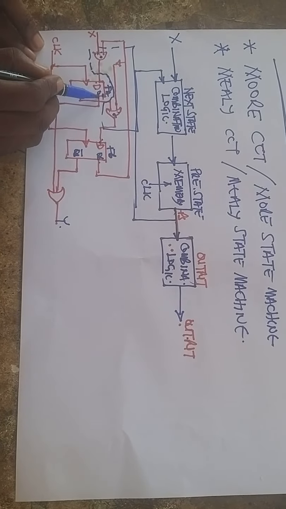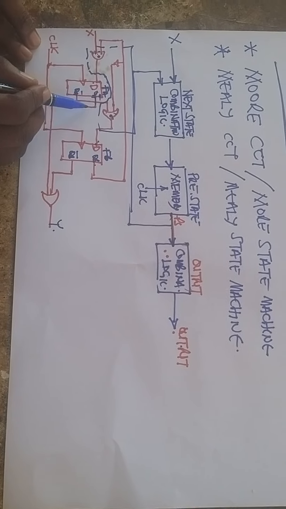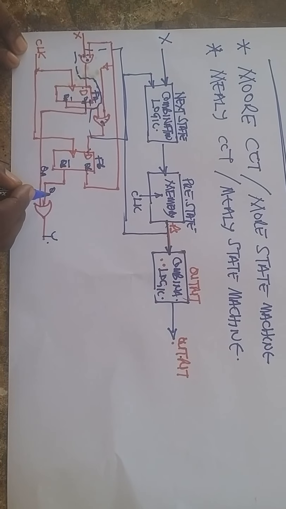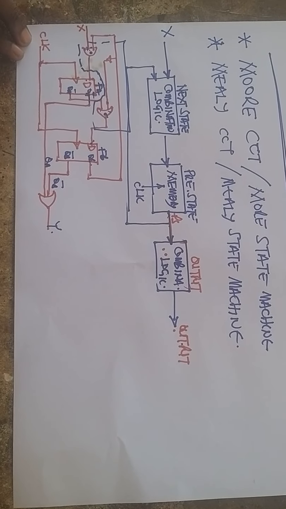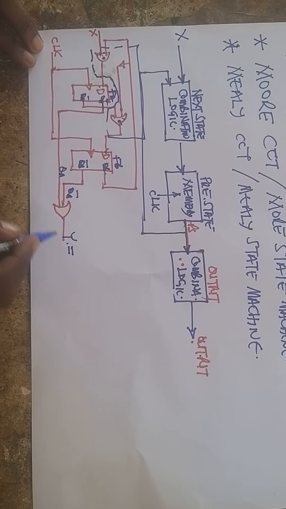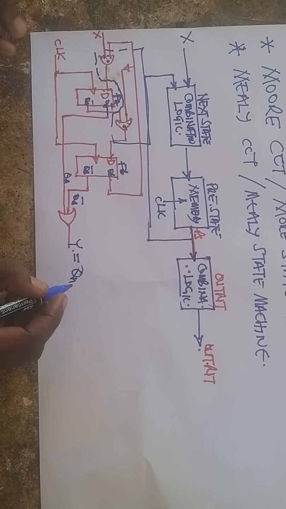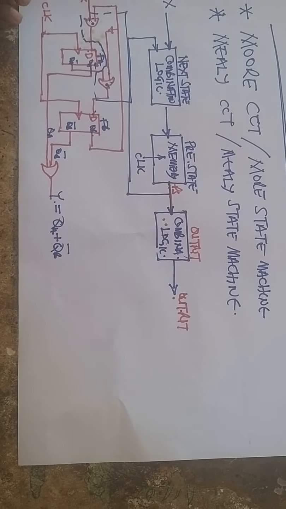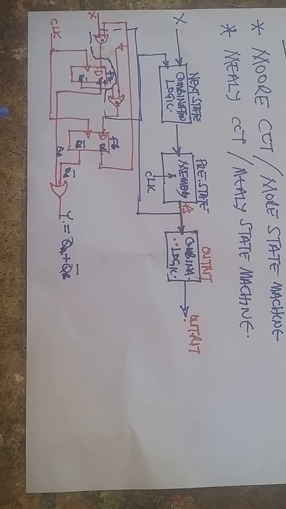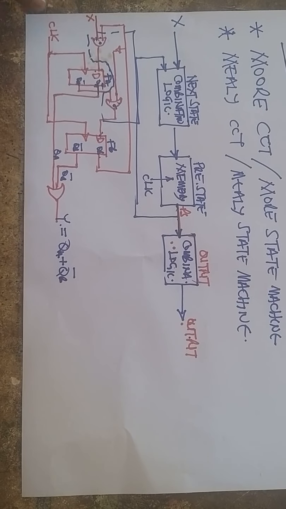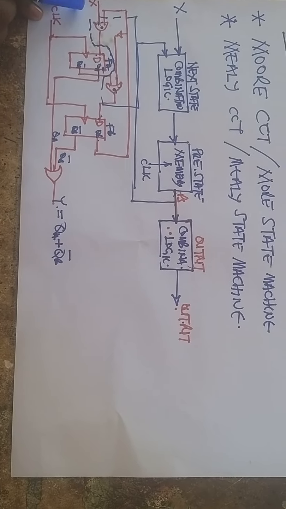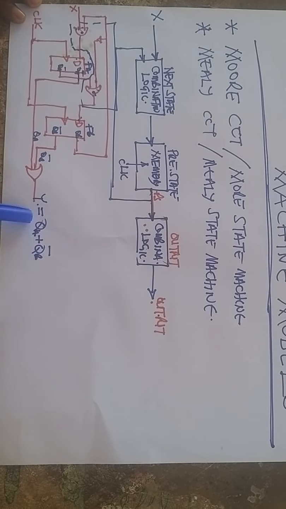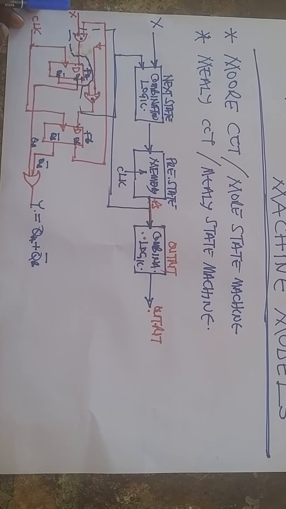Here is the present state of QA, which is Q. So there becomes QA. And then this is QB bar. So we can say that the output is QA plus QB bar. Now, looking at this, you notice that the output has nothing to do with the input X. So you see that the output is not depending on the input X.